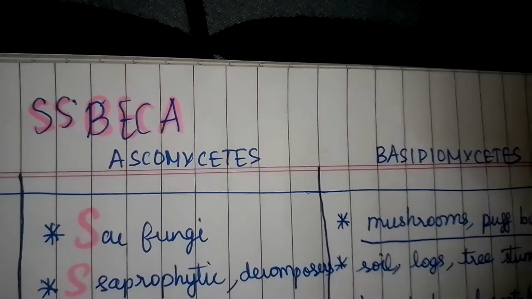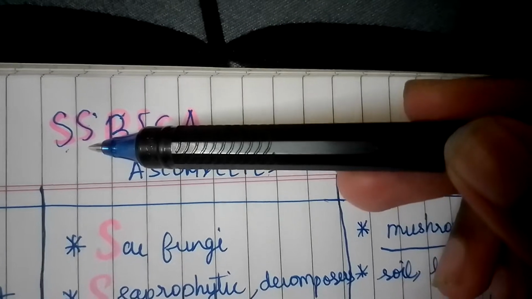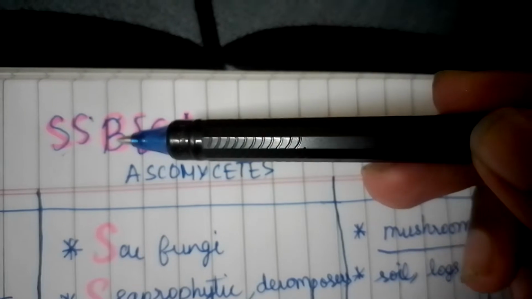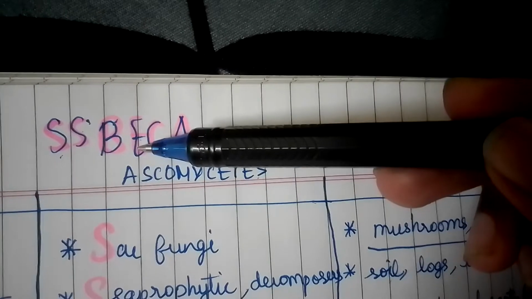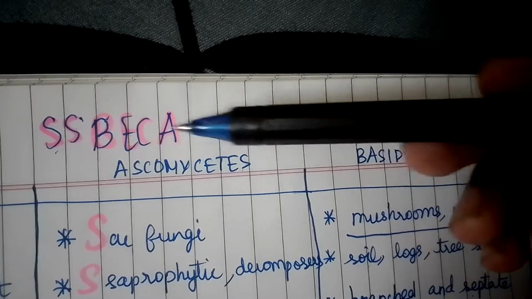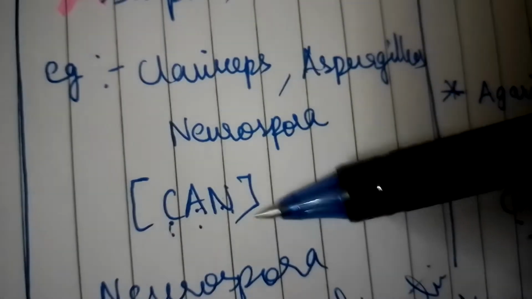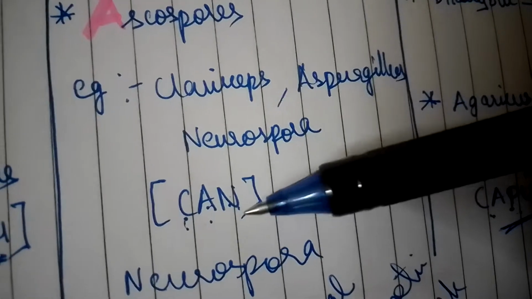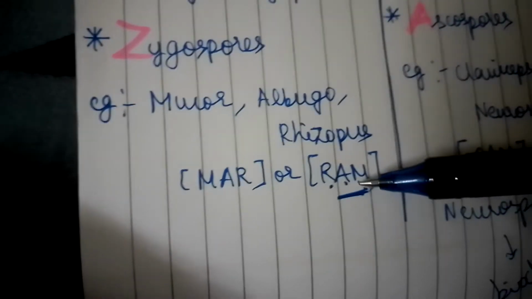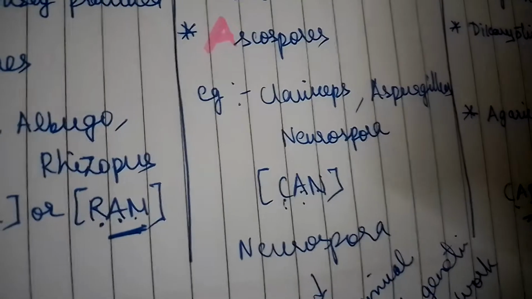Coming to ascomycetes, S for sac fungi, S for saprophytic decomposers and parasites, B for branched and septate, E for exogenously produced, there only endogenous, here exogenous, and C for conidia and A for ascospores. Examples are Claviceps, Aspergillus and Neurospora. For the first group, the examples are Rhizopus, Albugo and Mucor.